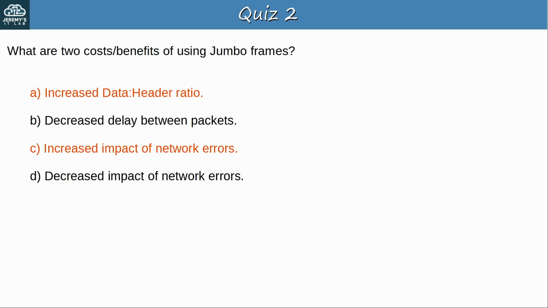It means more bits are used for data and less for headers, which is more efficient when transferring data over a network. Increased impact of network errors is a cost of using jumbo frames. If there is a single error in a jumbo frame, retransmitting that large frame takes much more time than retransmitting a smaller frame. B and D are incorrect because both should say increased rather than decreased. Okay, let's go to question 3.